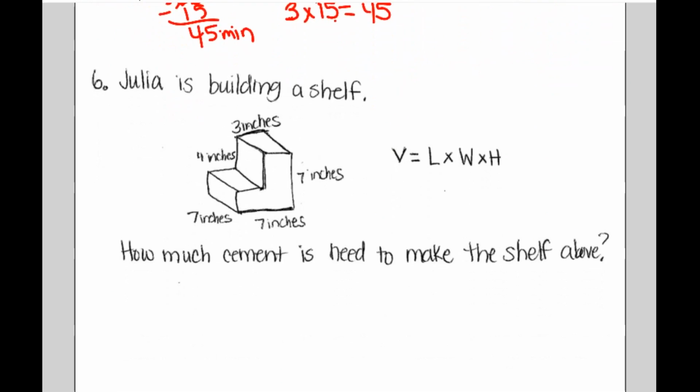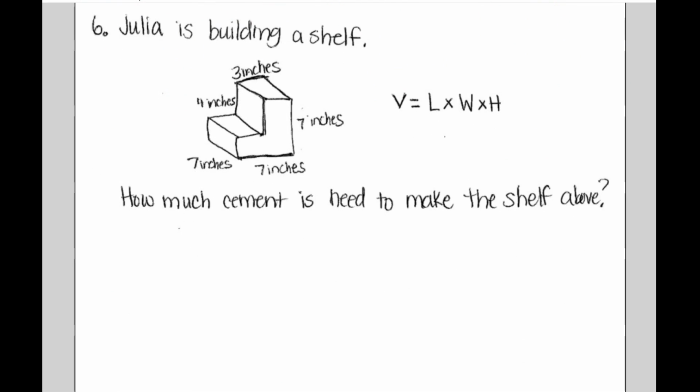All right, Julia is building a shelf. Looking at our picture, I was dealing with volume again of a rectangular prism, so we have to cut the picture so that we can get our volume. So remember, we do volume 1 plus volume 2. And that's how we get our answer. All right, so I'm going to cut it right here. This is going to be volume 1 at the bottom. This is volume 2 up top. So let's look at volume 1.